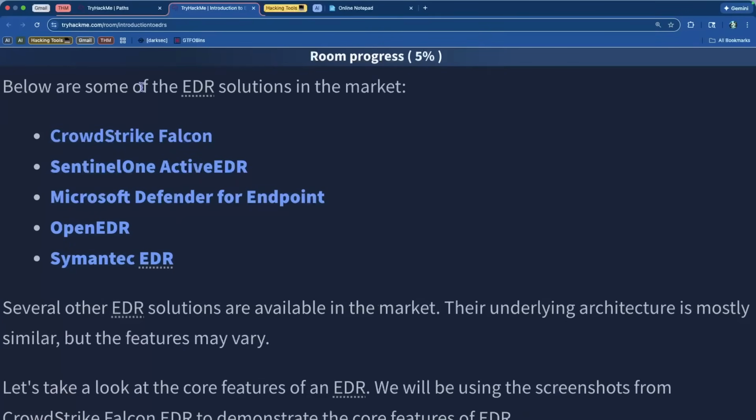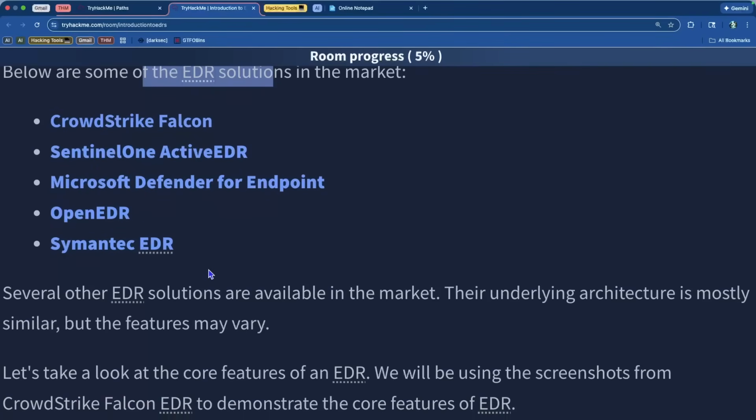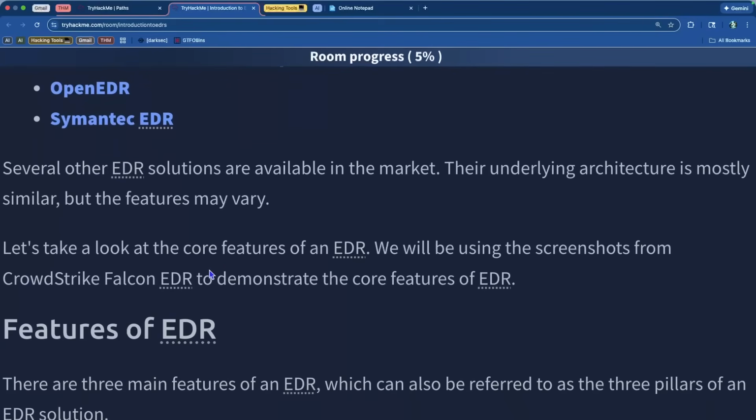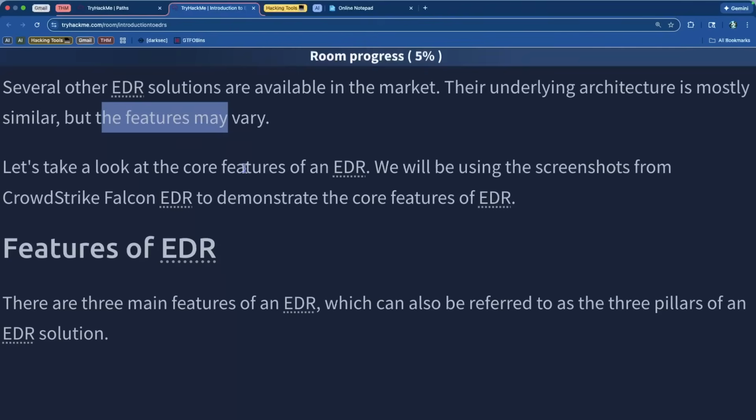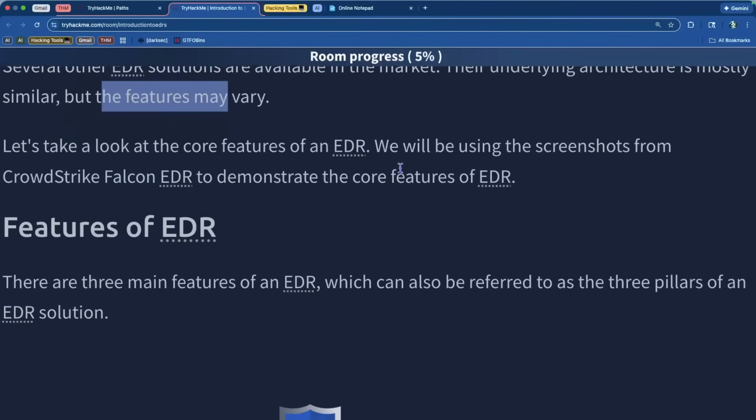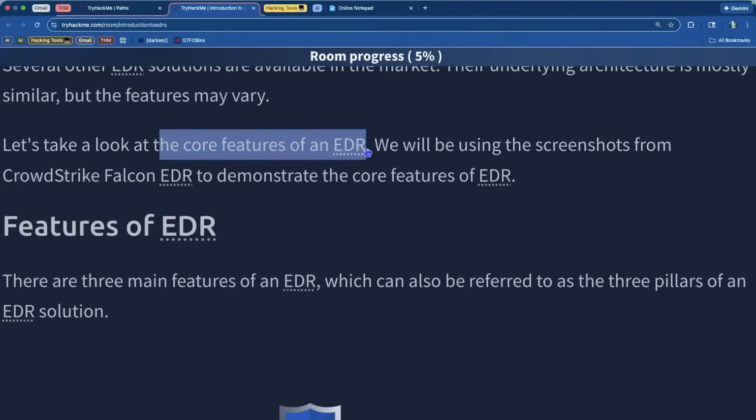So some of the common EDR solutions are CrowdStrike, SentinelOne, Microsoft Defender for Endpoint, OpenEDR, Symantec EDR, and this is just a handful of them. There are so many other ones. And their underlying architecture is mostly similar, but the features can vary. So we're going to look at the core features of an EDR, and this is what we expect to exist in all of the EDRs. If they have these, it's considered a core feature, so they should hopefully have these.